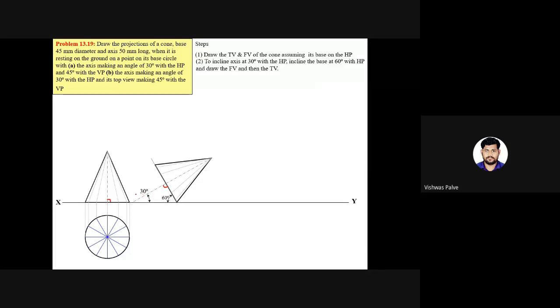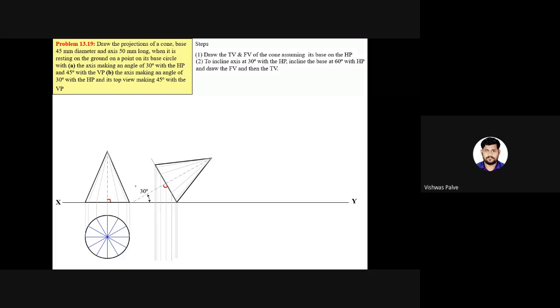then directly if you draw a 30 degree line and try to draw the object as it is, it won't be possible because this corner point has to be touching the XY line. So what we have to do is draw a 60-degree inclined line first and then redraw this object. Now I am just explaining the concept. While redrawing the object, you have to rename all the points.